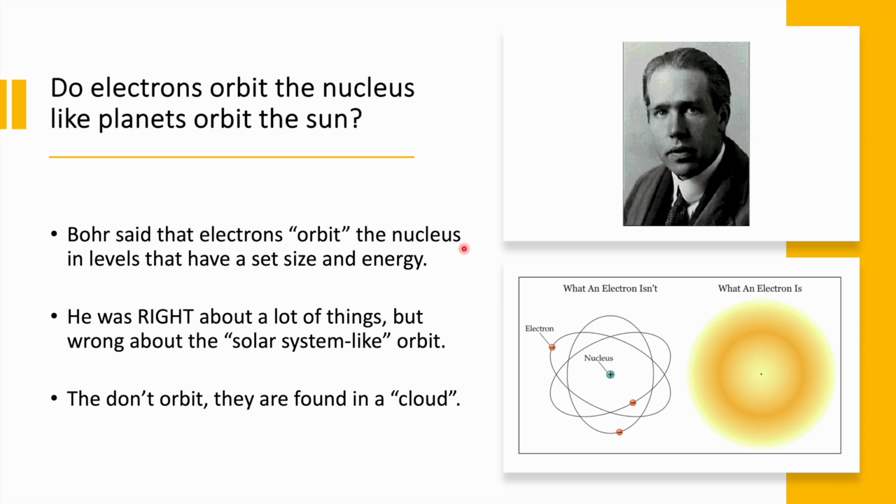Well, Bohr said that electrons orbit the nucleus, and he had to say this because he had nothing else to look at. He didn't know anything about what was happening in there, so he looked at the solar system for some inspiration. He said that they orbit the nucleus in levels that have a set size and energy. So he was right about a lot of things, but he was wrong about this solar system-like orbit. They don't orbit exactly. They're found in a cloud. So this is what an electron isn't, and this is what an electron is.